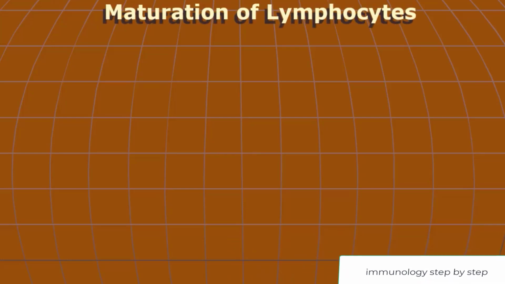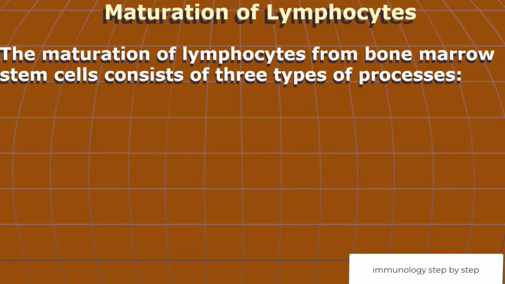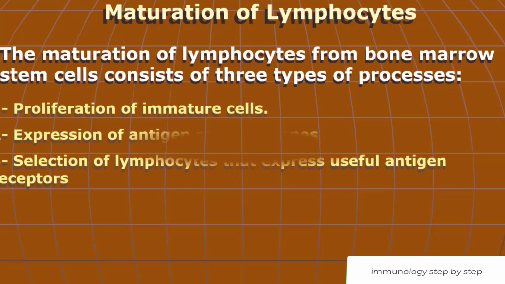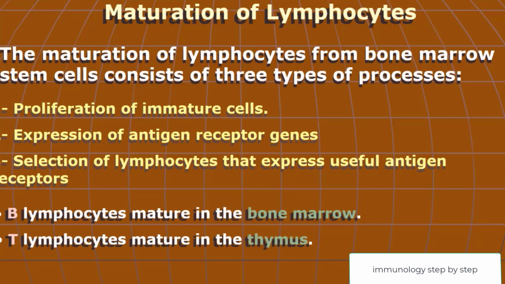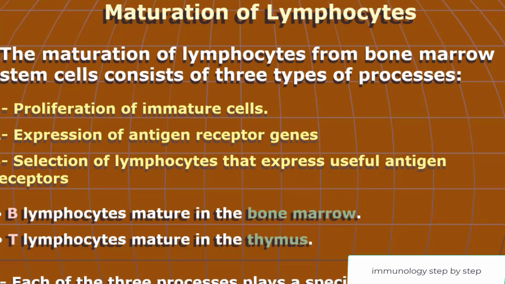Maturation of T lymphocytes. The maturation of lymphocytes from bone marrow stem cells consists of three types of processes: proliferation of immature cells, expression of antigen receptor genes, and selection of lymphocytes that express useful antigen receptors. B lymphocytes mature in the bone marrow, T lymphocytes mature in the thymus. Each of the three processes plays a special role in the generation of the lymphocyte repertoire.